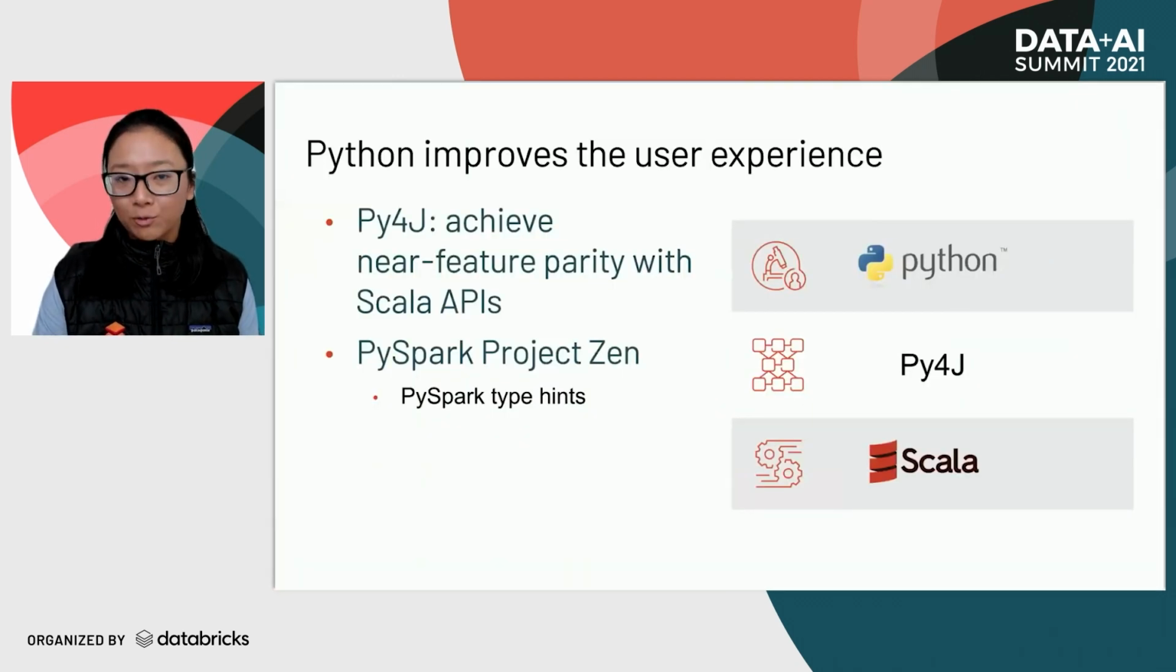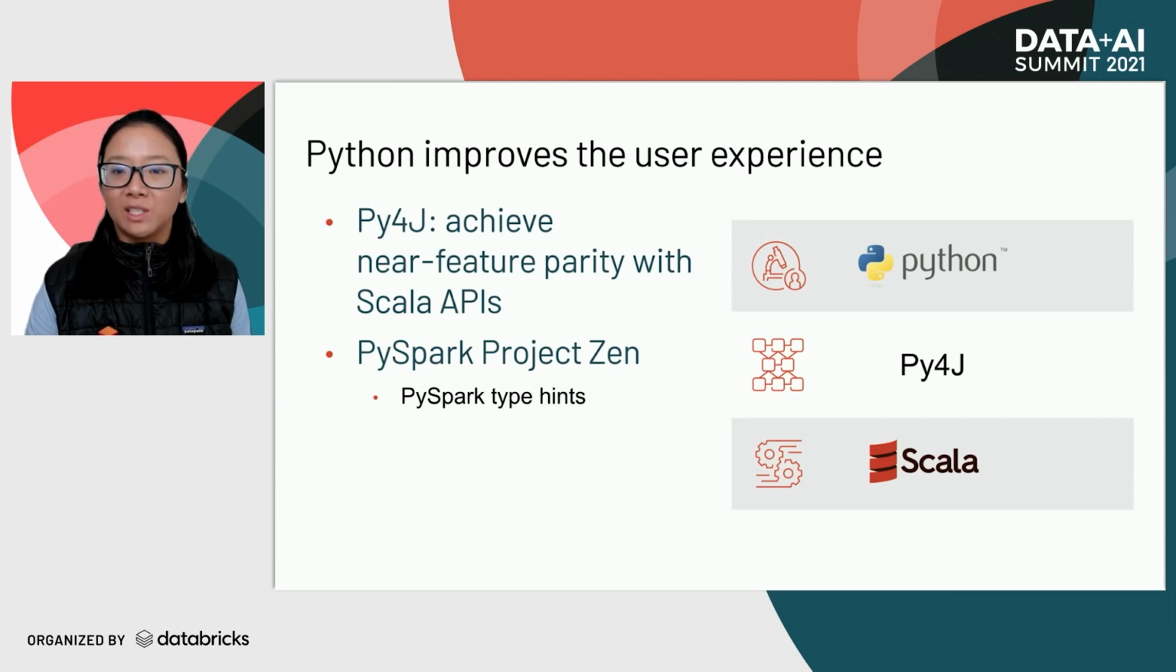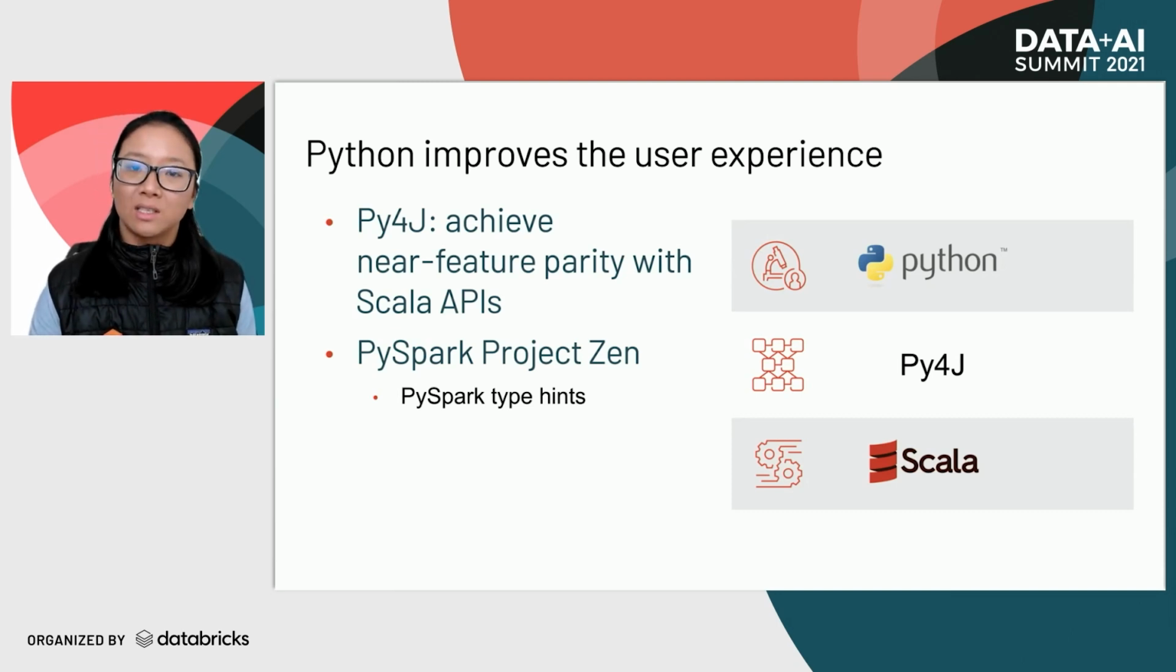By using Py4j under the hood, Python users do not need to learn a new language in order to achieve similar performance with minimal overhead. In addition, efforts like Project Zen and PySpark have made documentation more readable, errors more understandable, and added type hints, decreasing user frustration.